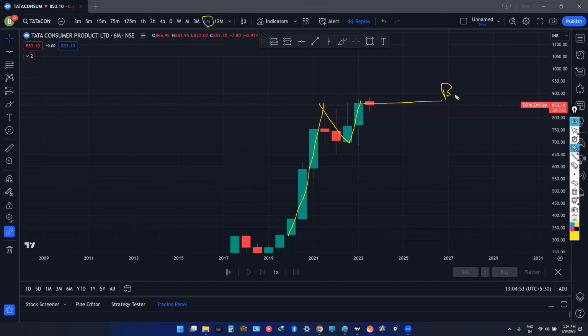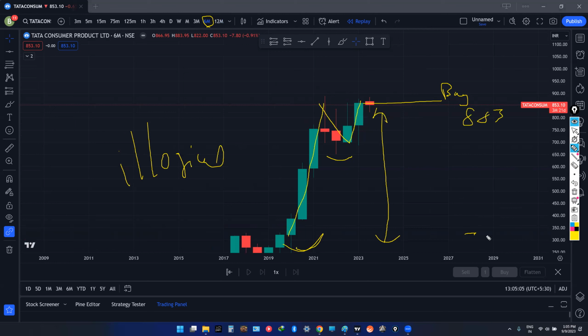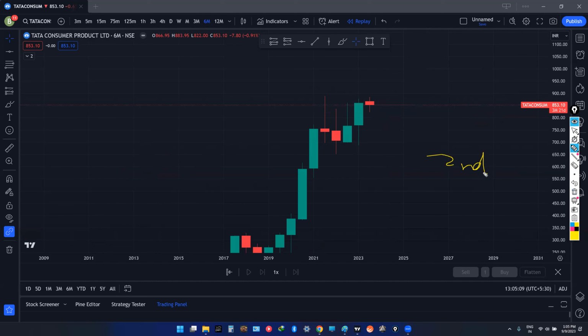If we buy here, we can keep our stop loss here. We should not go so much below. Why should we not go so much below? Because firstly, it is illogical. It is illogical to buy at 853 and keep a stop loss at 300. It is illogical, number one. Secondly, since this stop loss is on a half yearly basis, it is a strong stop loss. Half yearly is a very big time frame.